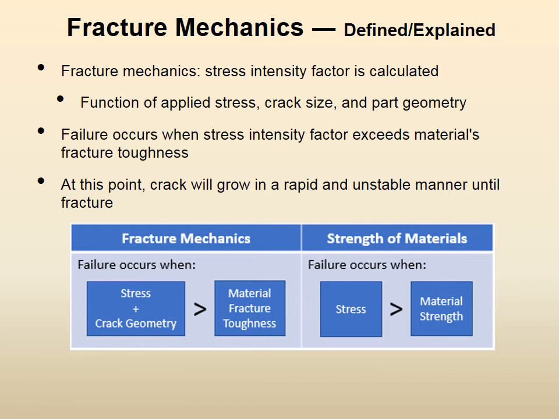Then very quickly we tried to tell you the strength of materials approach to design: when does something fail? When the applied stress is more than the strength of the material. As opposed to it, in the fracture mechanics approach, when does a material fail? Not only the stress, but the crack geometry plus the stress together give something called the stress intensity factor. And rather than finding the material strength, we find the material fracture toughness, a different thing.